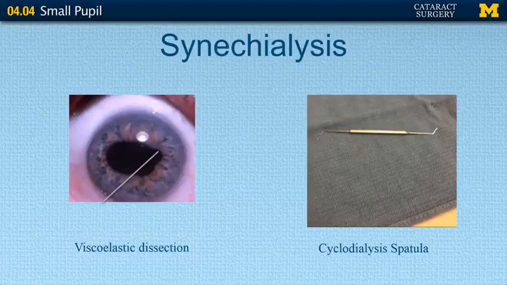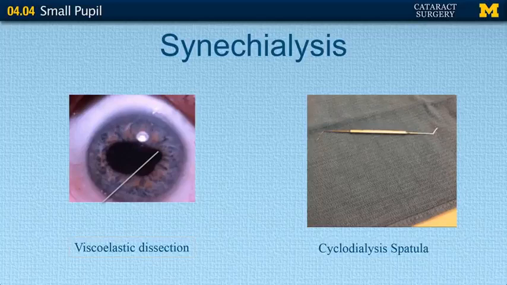So the first mechanism to start with would be synechialysis. So this is typically done in cases of posterior synechiae. Again, just to review, that's when the iris tissue is adherent to the lens. So there are two different ways that this can be managed. One would be using viscoelastic dissection.